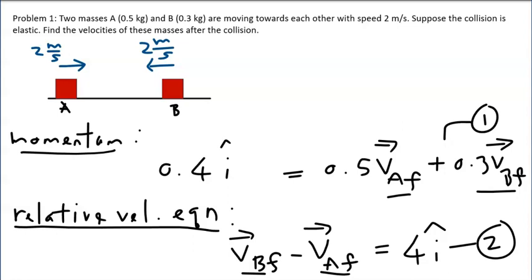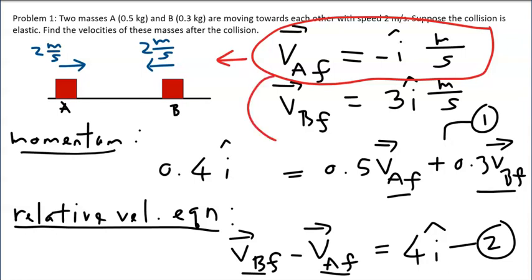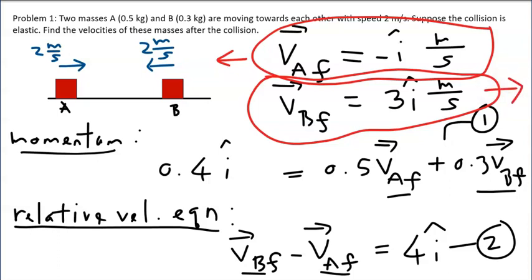It's just an algebraic equation that we can solve simultaneously, and if we do, we will get the following for VAF and VBF. So the velocity of A after the collision is minus I hat meter per second, which means it will be moving to the left with a speed of 1 meter per second. The velocity of B after the collision is 3I hat meter per second. That means it will be moving to the right with a speed of 3 meters per second.